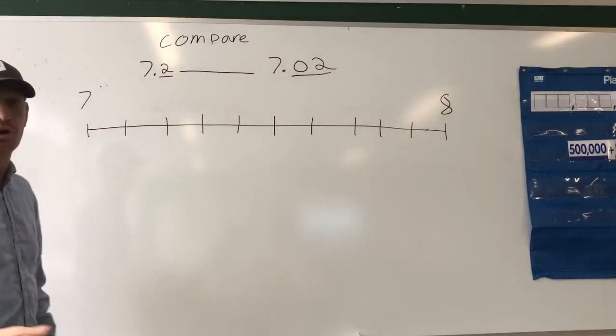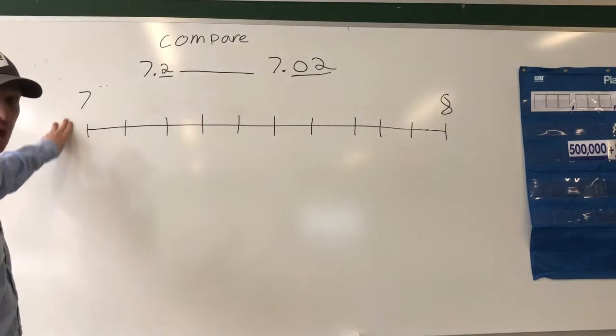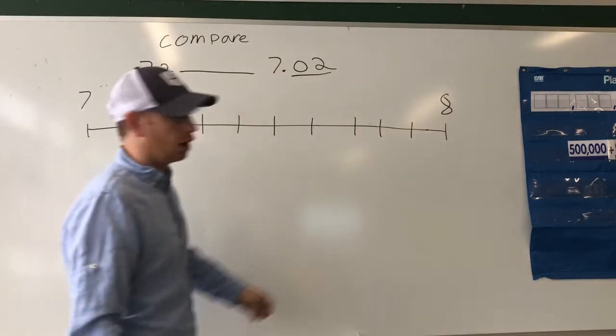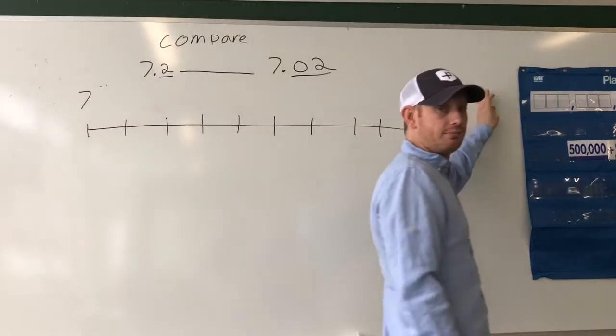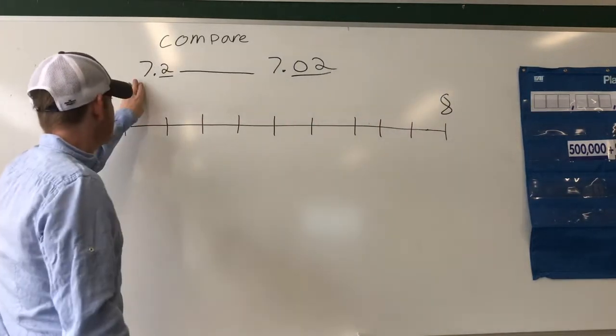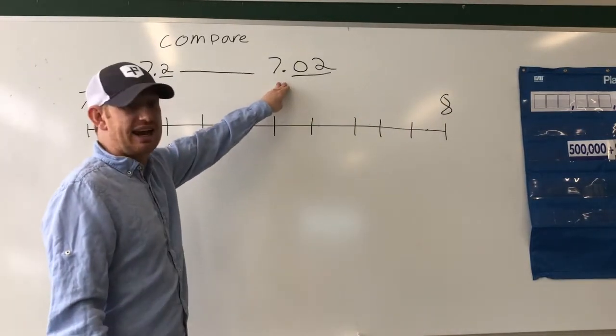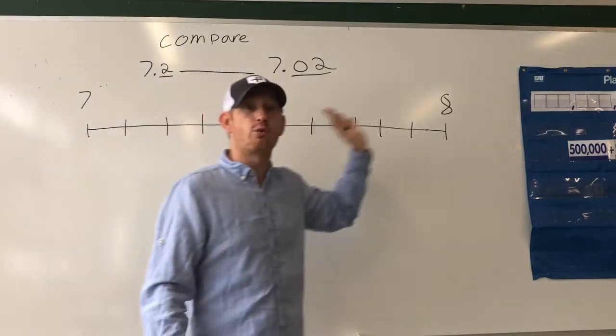And what I've done is I've drawn a number line starting at our lower whole number, 7, and going to our higher whole number, 8. I did that because I can see that I'm not actually getting any bigger than 8, so I don't have to go past 8.